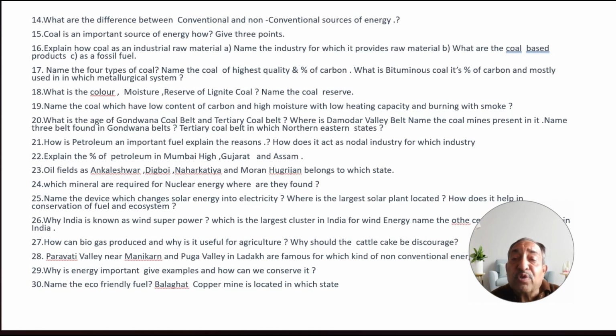Where is Damodar Valley belt? Name the coal mine present in it. Name the three belts found in Gondwana belt. Tertiary belt, a coal belt in which northeastern state? Okay. How is petroleum an important fuel?